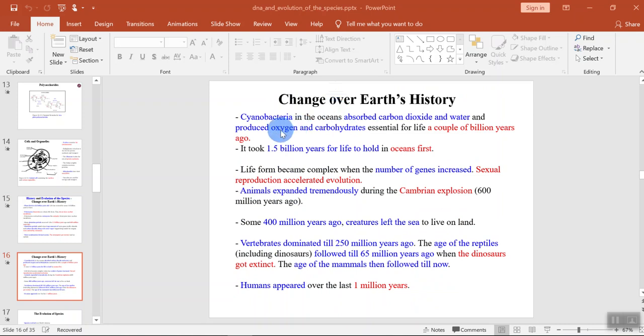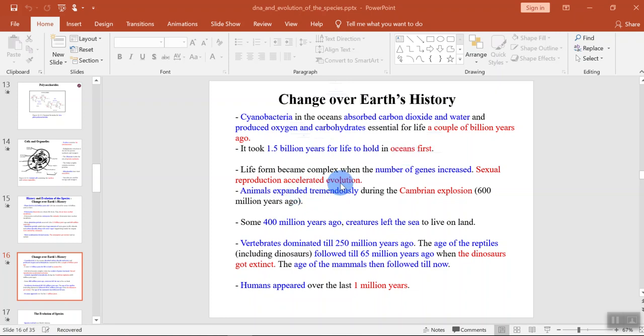Okay, so we said that cyanobacteria in the oceans absorbed carbon dioxide and water and produced oxygen and carbohydrates, essential for life a couple of billion years ago. Now we have oxygen, we have carbohydrates. Cyanobacteria are essential for the appearance of life. It took 1.5 billion years for life to hold in oceans, first in single cell form and then in complex form.